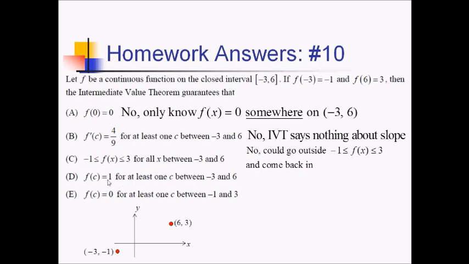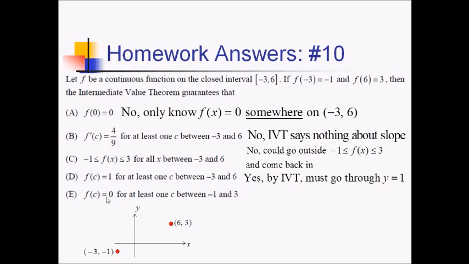Next, f of c equals 1 for at least one c between -3 and 6. Well, the y value 1 is between -1 and 3, so this is guaranteed by the IVT. We have to go through y equals 1. But let's just look at our last answer choice to make sure that D is really the best answer.